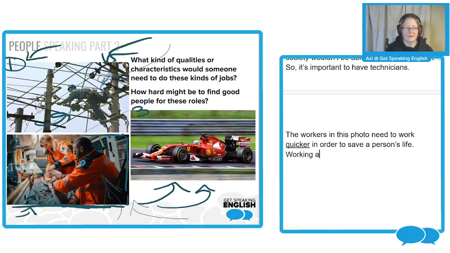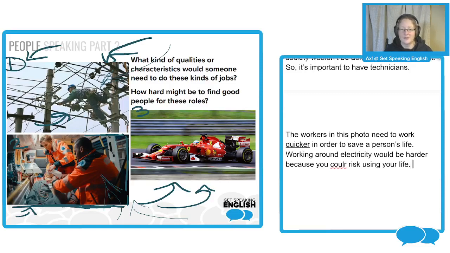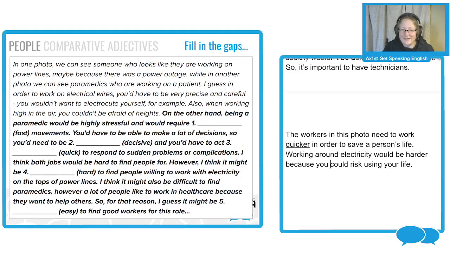Maybe working around electricity would be harder because you could risk losing your life, like that. So I have a bit of a model answer. And hopefully it'll put it all together. But it's a bit of a quiz. So you can see here, I have a bit of an intro, and then I have some gaps. And you can see that we have the adjectives here. So we're going to fill in the gaps with the correct comparative adjectives.